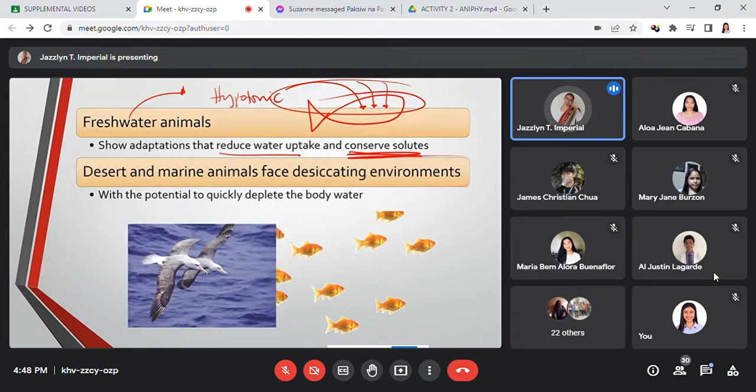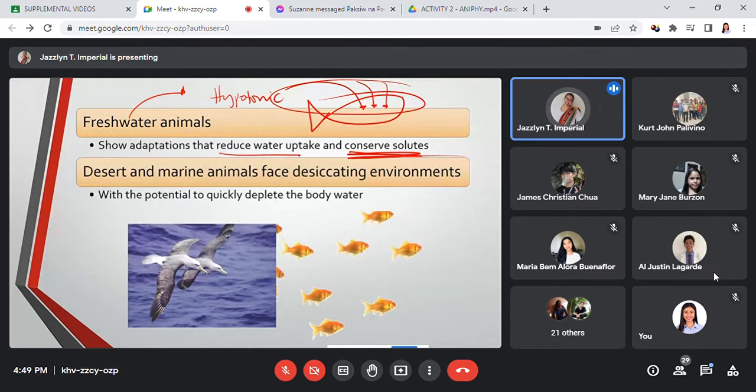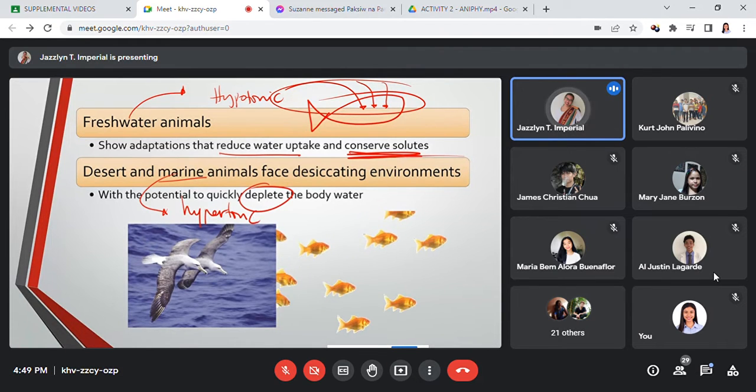Now for desert and marine animals, who are exposed to desiccating environments, or yung environments that are prone to drying up. So in this case, especially for marine animals, dito naman, the environment is hypertonic. So the tendency is for the animals to lose water. So depleted sila of body water. So again, these animals will have a mechanism of trying to maintain water within their system. Opposite of the mechanism performed by freshwater animals.